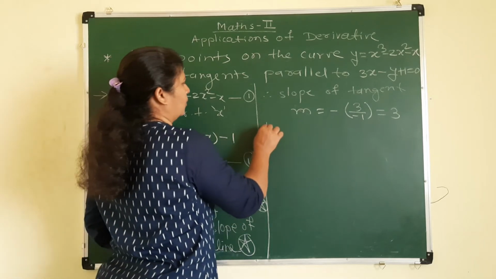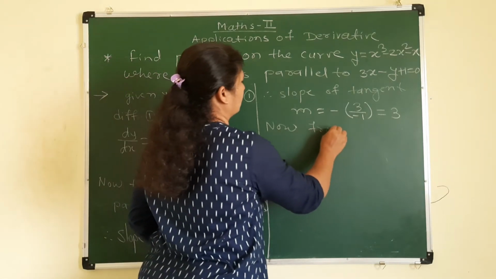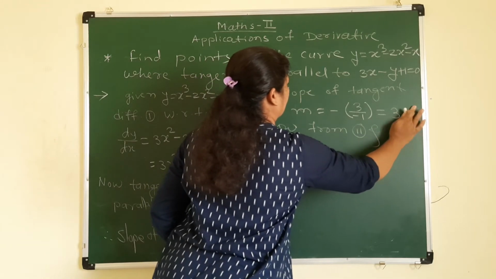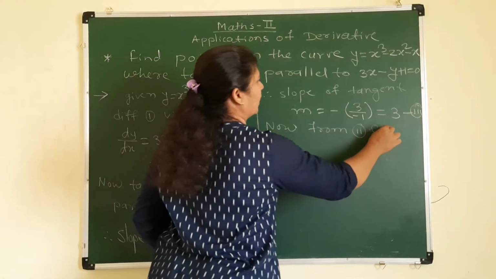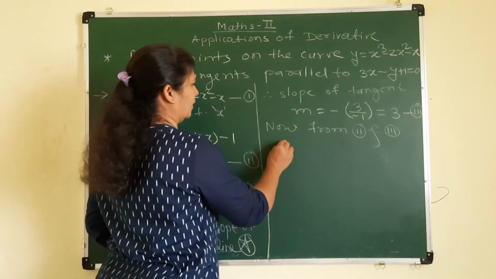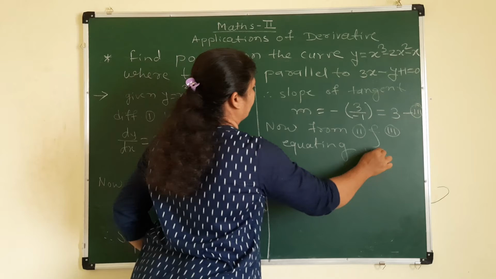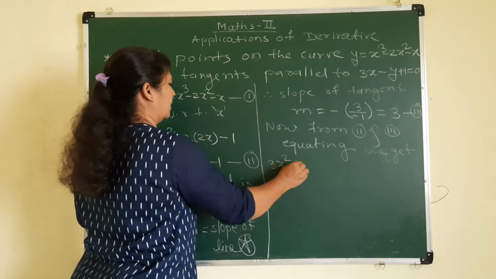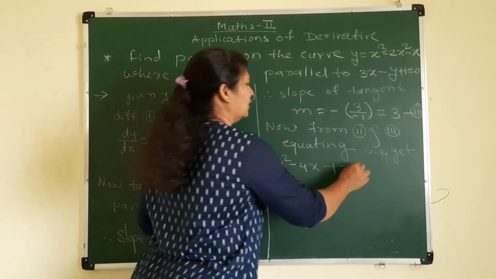Okay, so now from equation 2 and this slope, equation number 3, suppose, from equation 2 and 3, equating these two equations I will get 3x square minus 4x minus 1 is equal to, what is the slope of this tangent, 3.